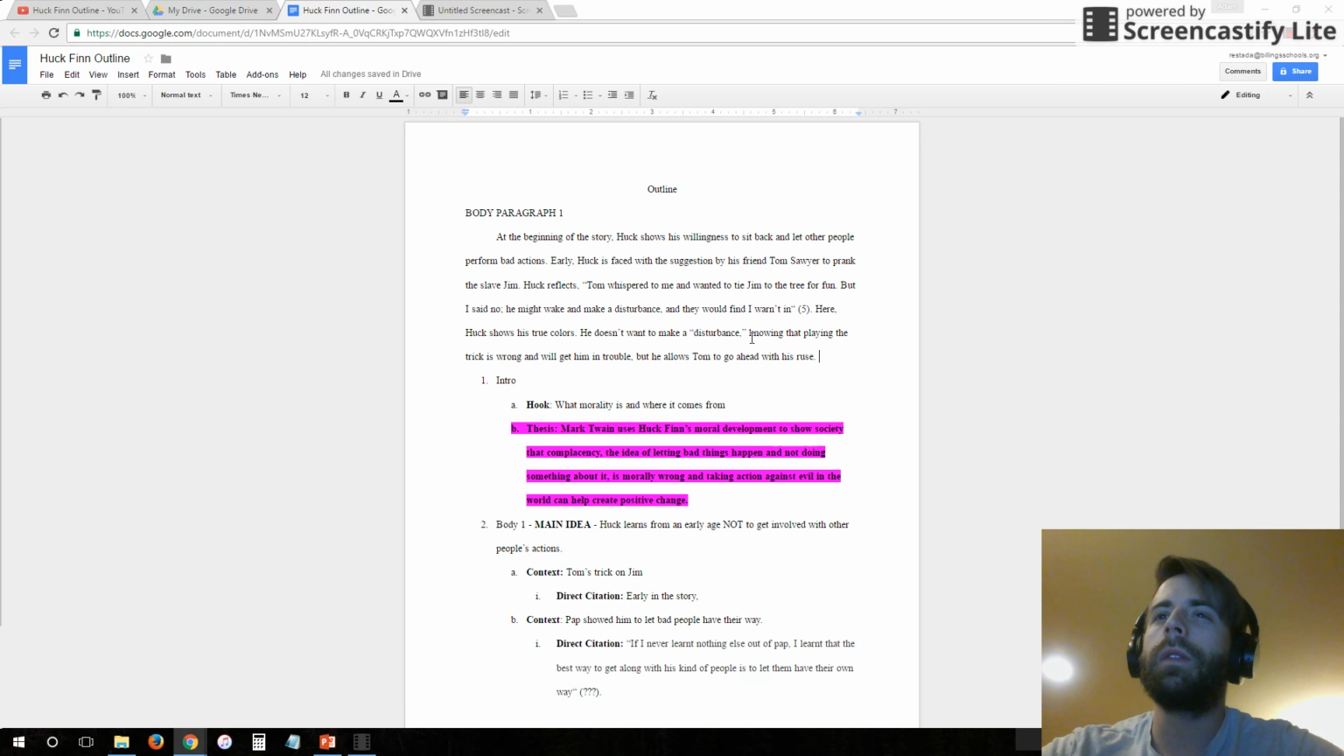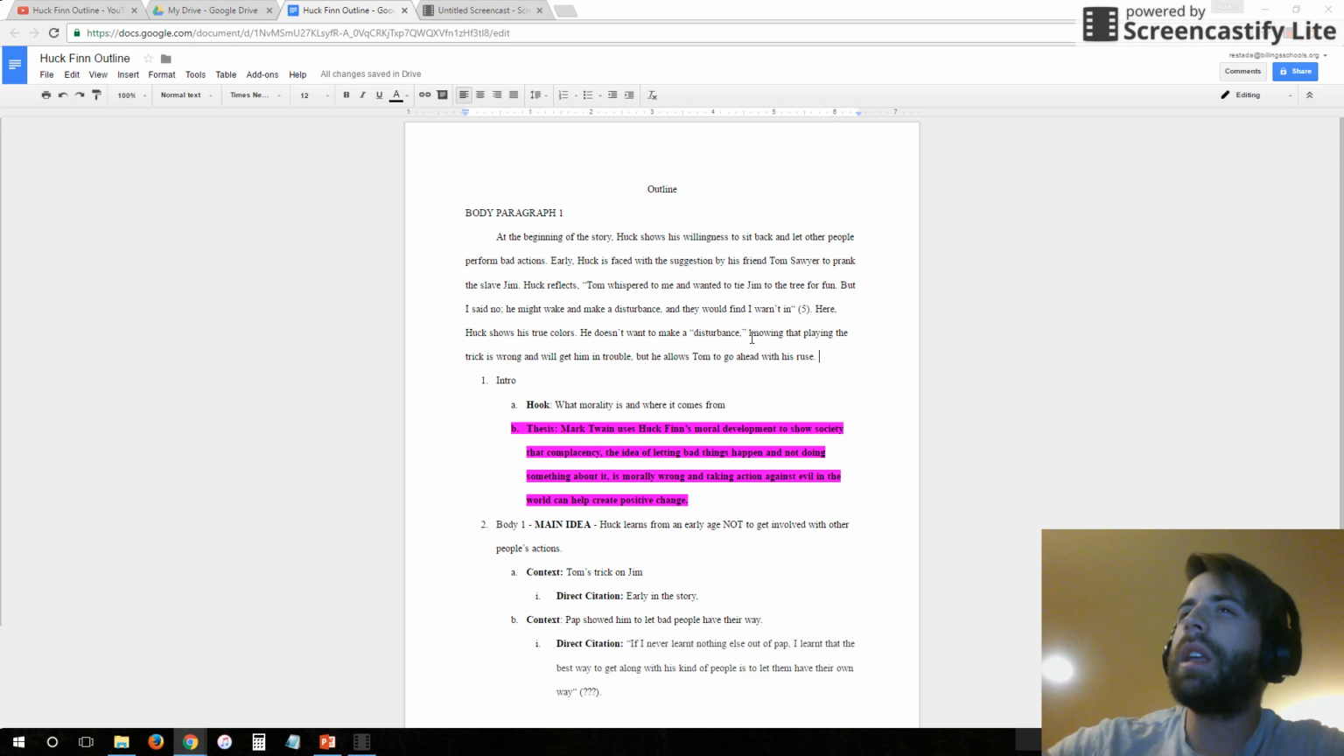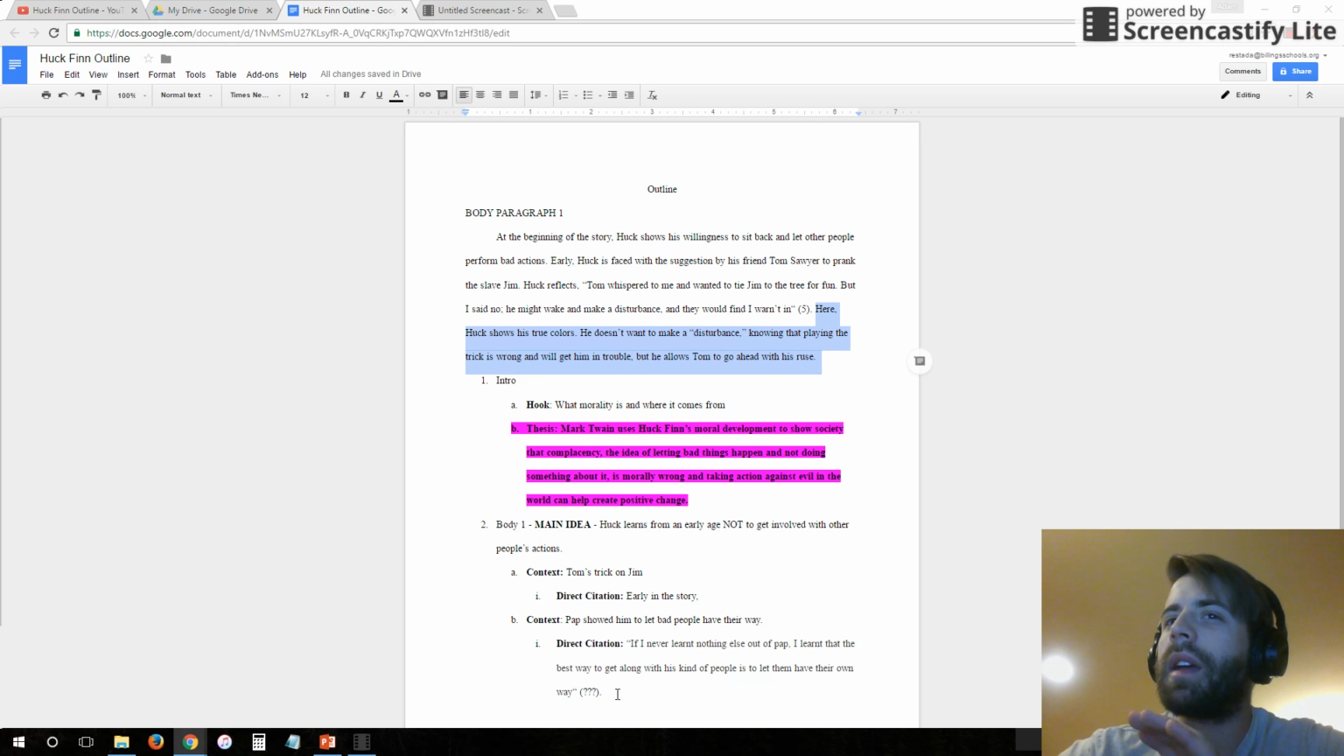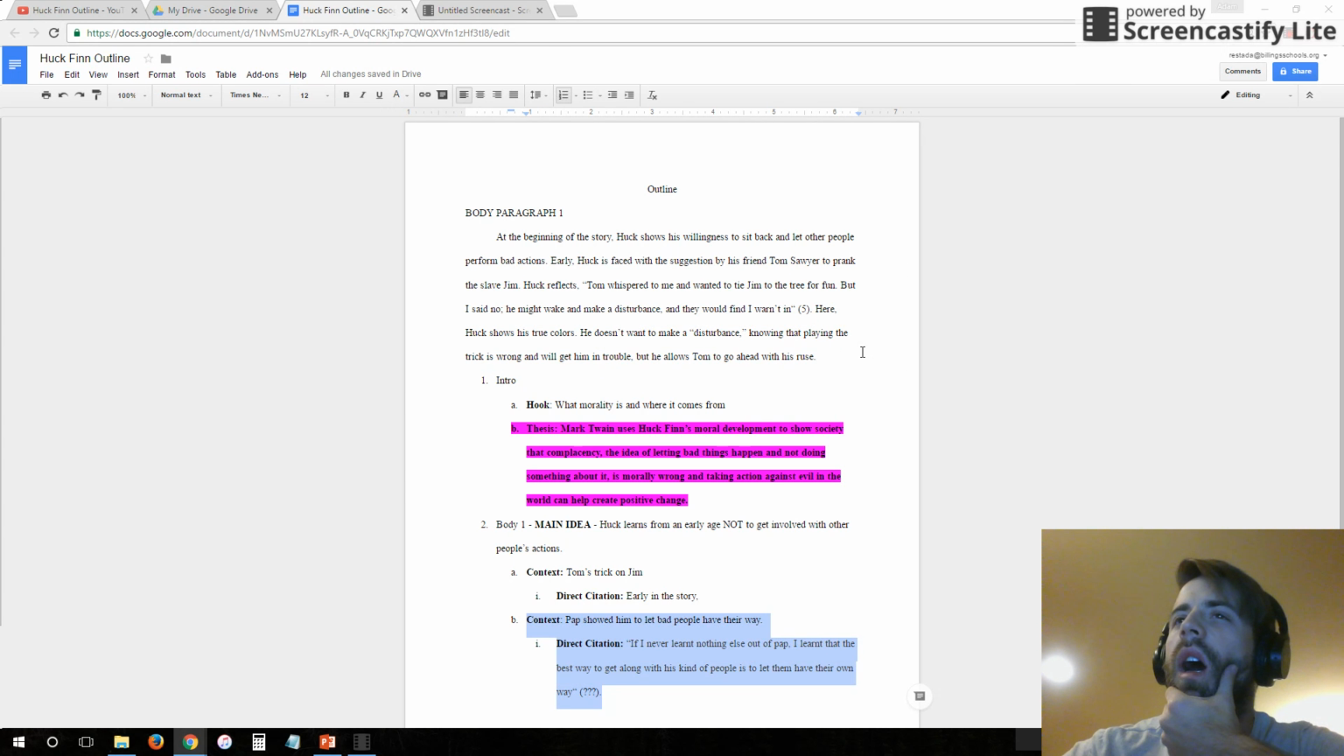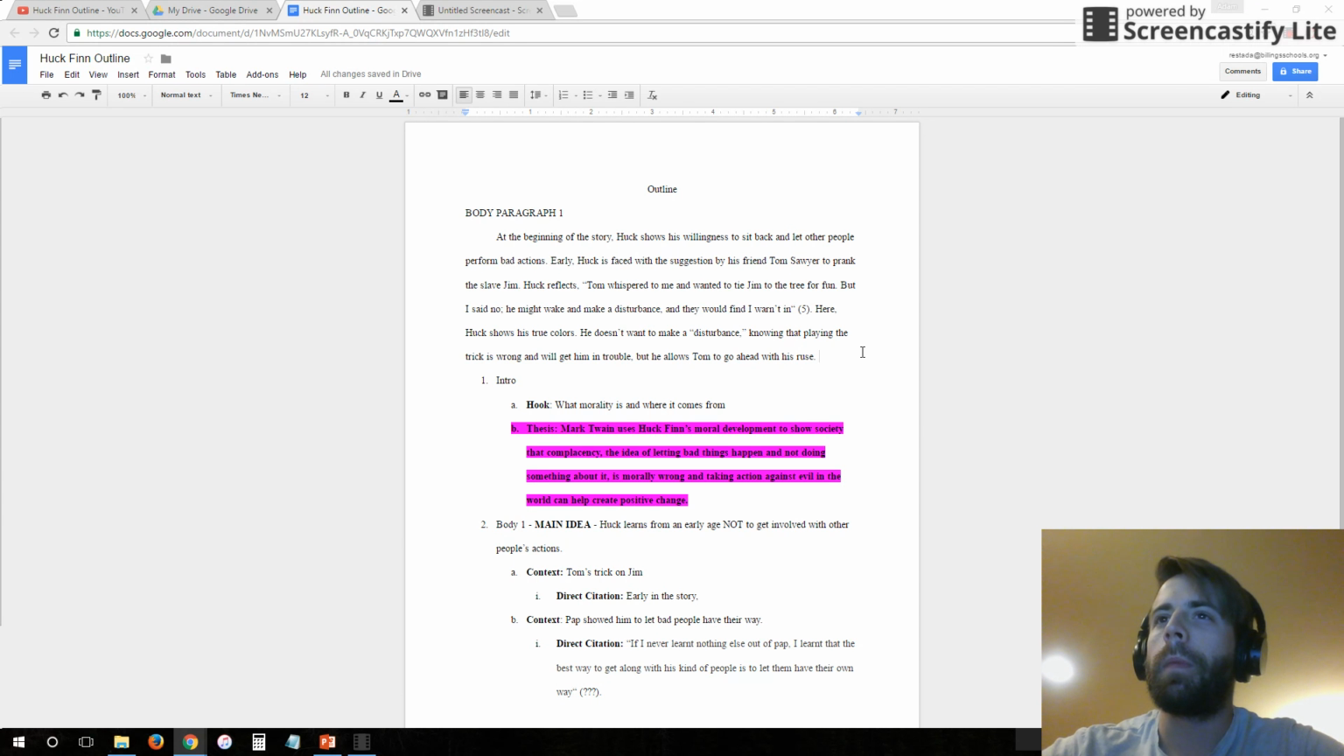Let's see here. I'm going to continue with this. I'm going to leave this thought right here, and then I'm going to jump into my next context, I think, and then really tie it all together at the end of this paragraph. So maybe I'm going to use a transition here to go between this idea of this direct citation going right into the context of my next one.